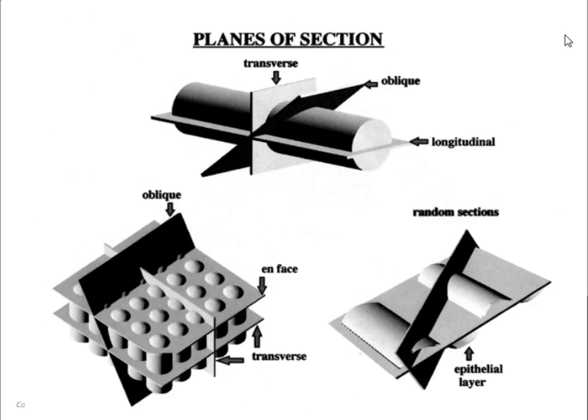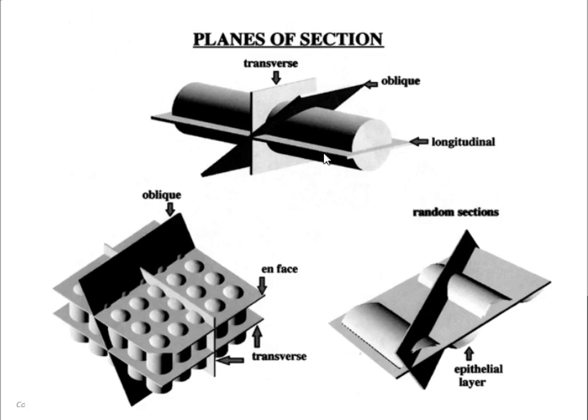The plane of sectioning. Sectioning is when we cut that tissue into the thinnest possible section. When we cut that tissue, it may go in different planes, and accordingly we see the structure under the microscope. So before cutting any tissue, we must know in which plane we are cutting that tissue.